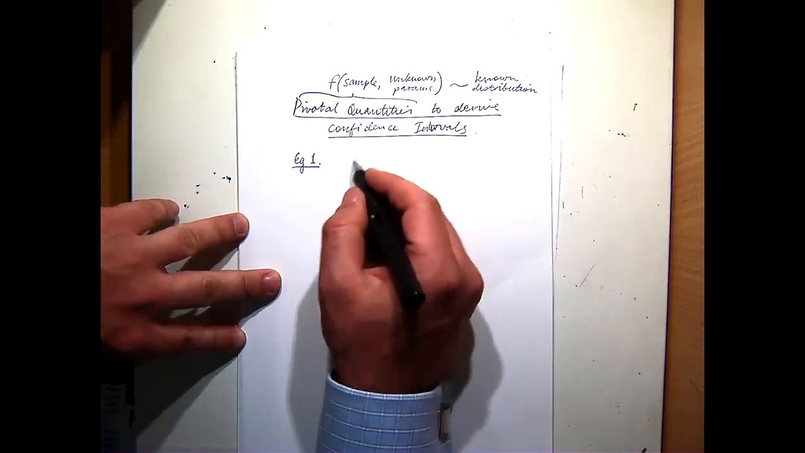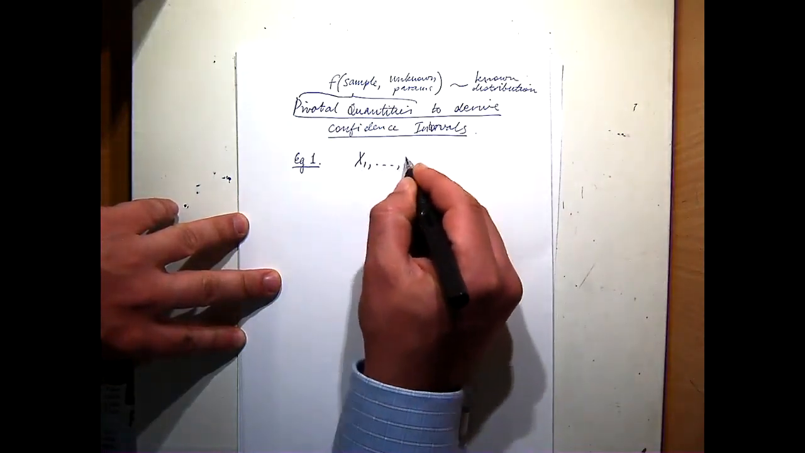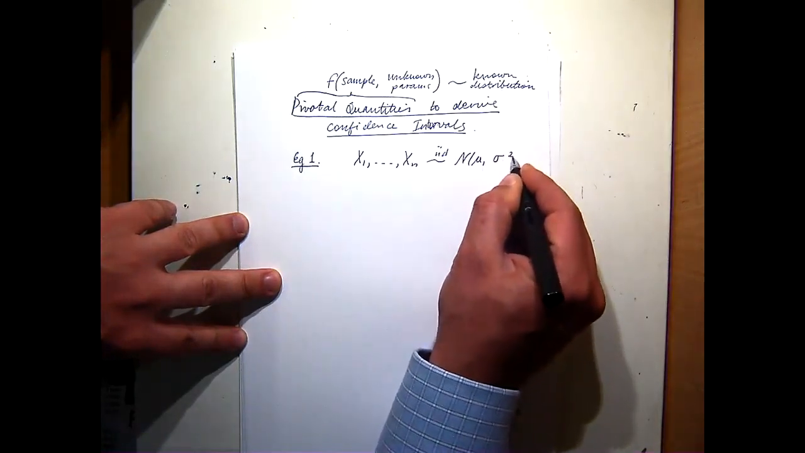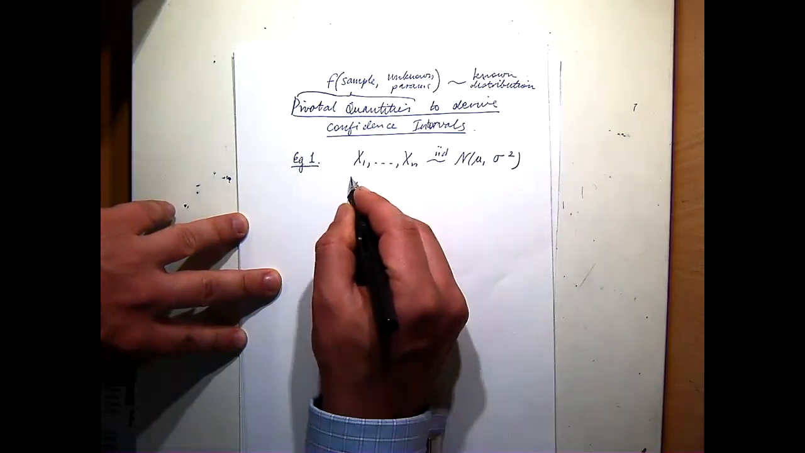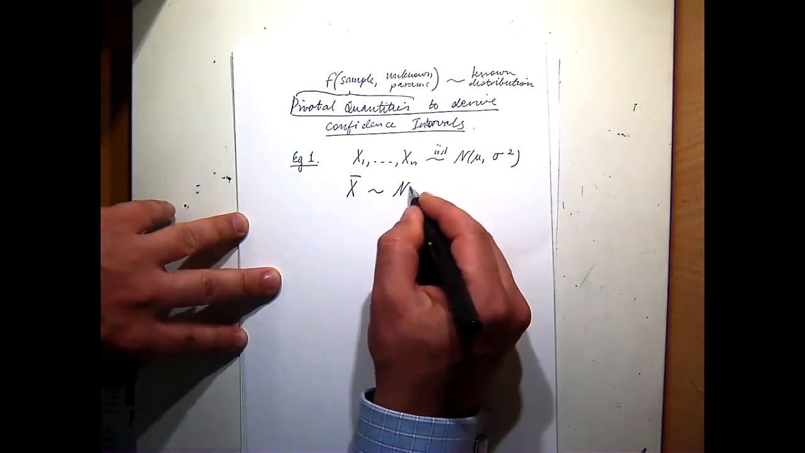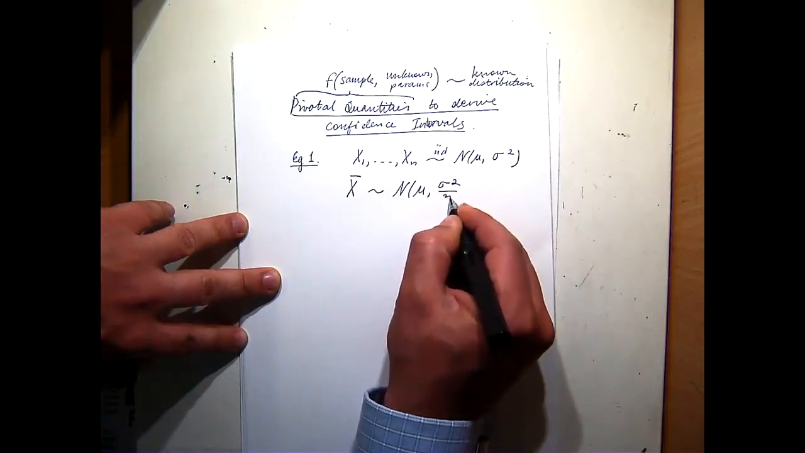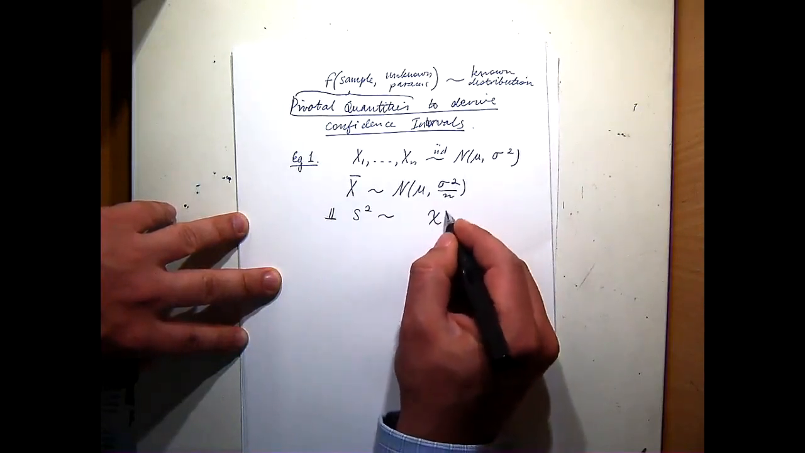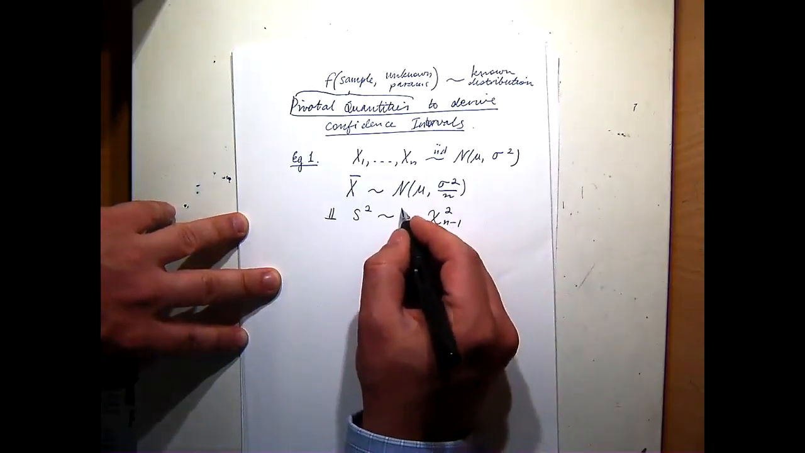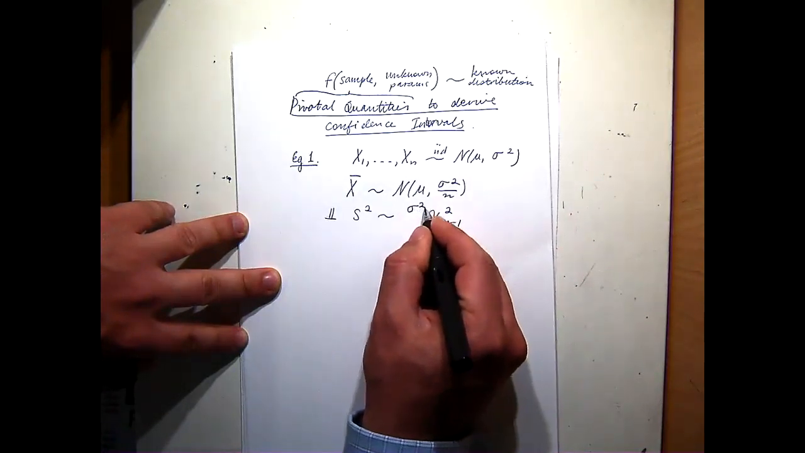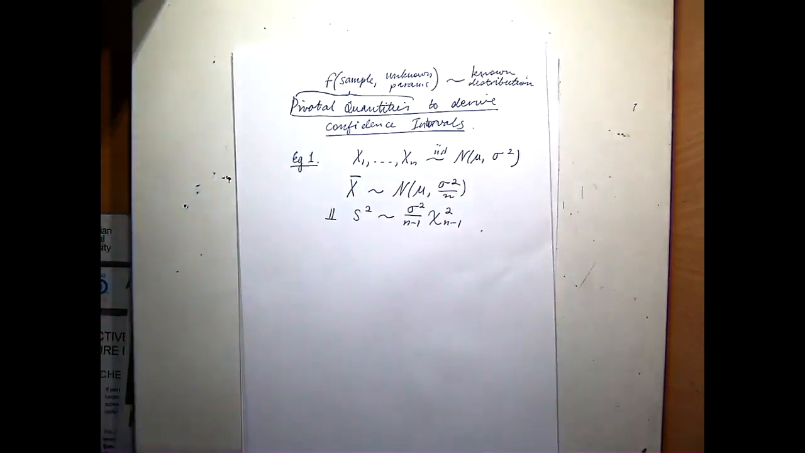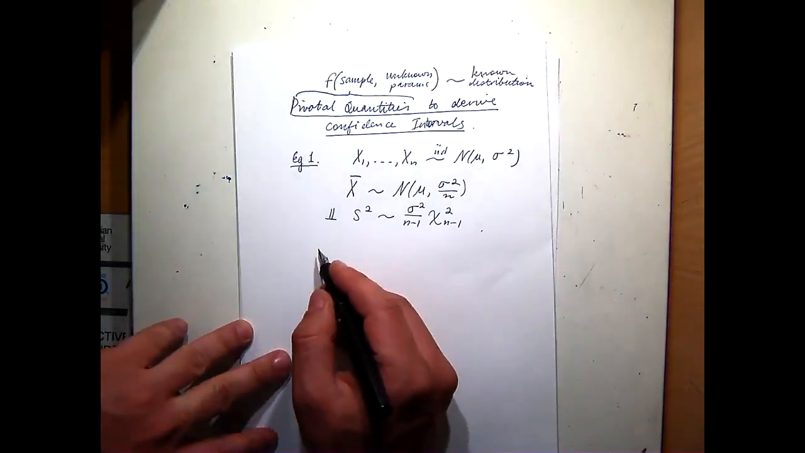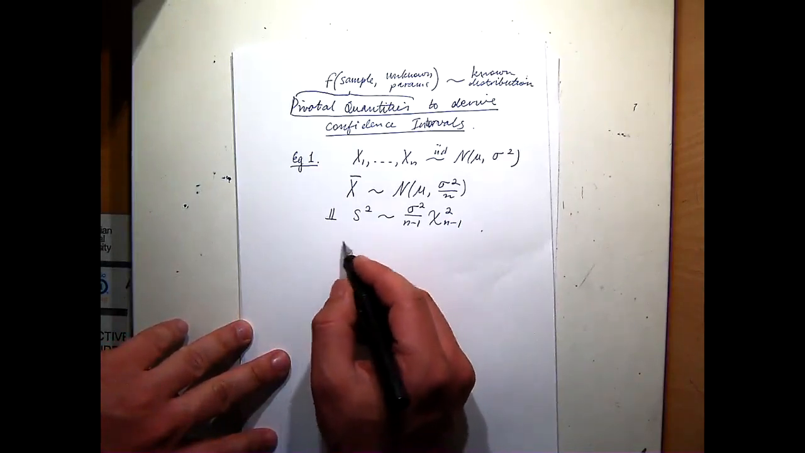The first example was if you had X1 to Xn that are IID normal, unknown mean, unknown variance. Not a problem. We saw last time that X bar has the distribution normal mu, sigma squared divided by n, independently of the sample variance, which has the distribution of a scaled form of chi squared n minus 1. The scaling is exactly sigma squared divided by n minus 1. So that's just a stretched version, and those are independent.